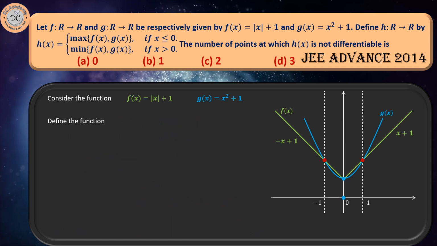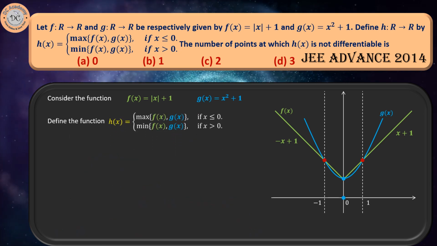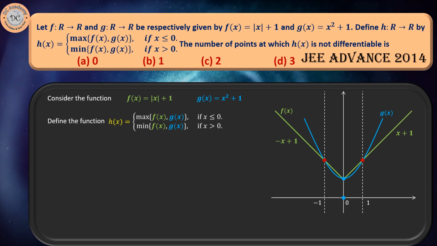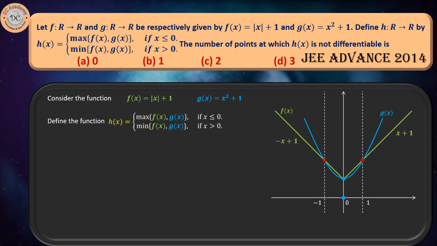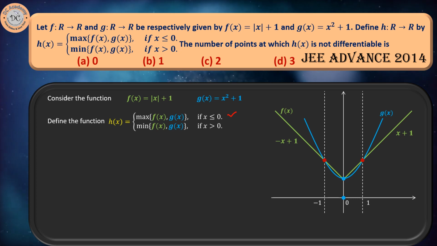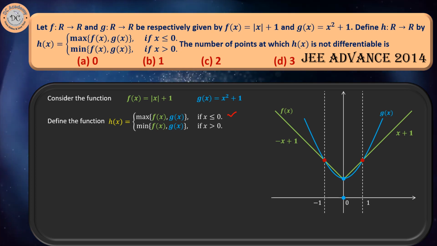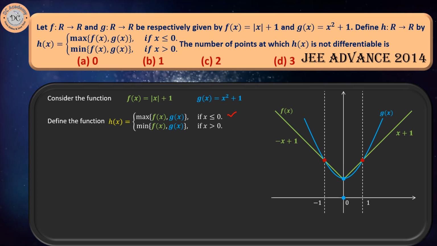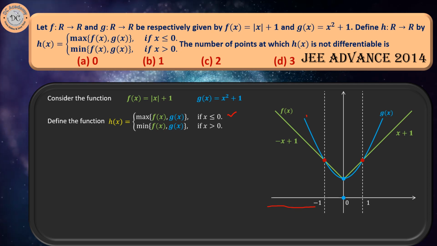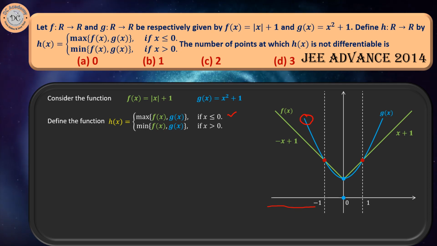Now we consider the given function h(x). It says that when x is less than 0, we have to write down the maximum value of f(x) and g(x). So if I go from minus infinity to minus 1, what is the maximum curve? This is the blue curve, so that is g(x), right?